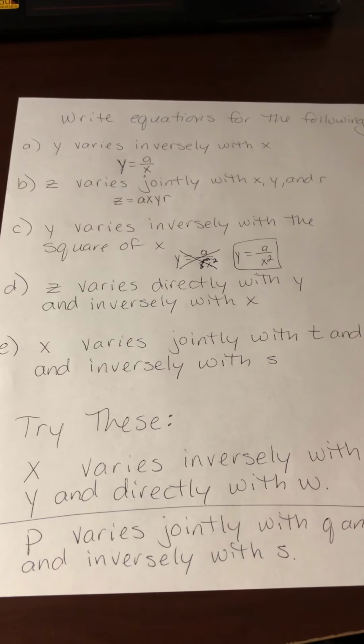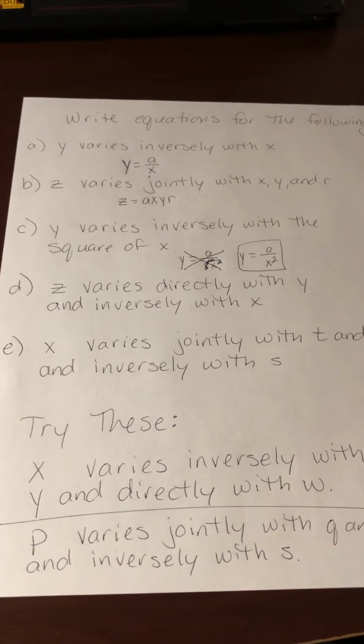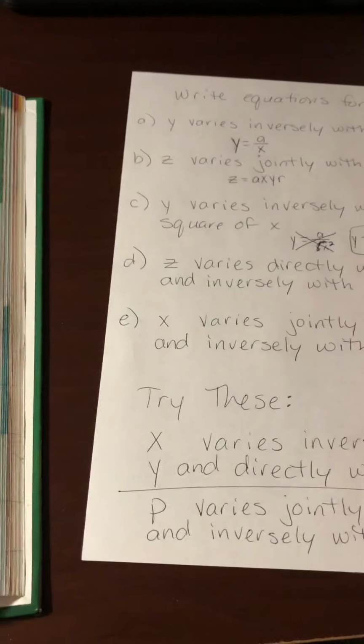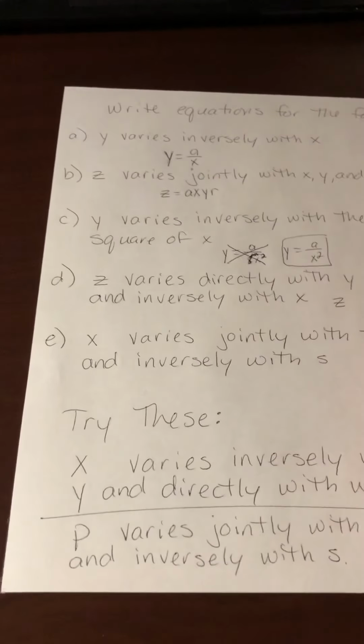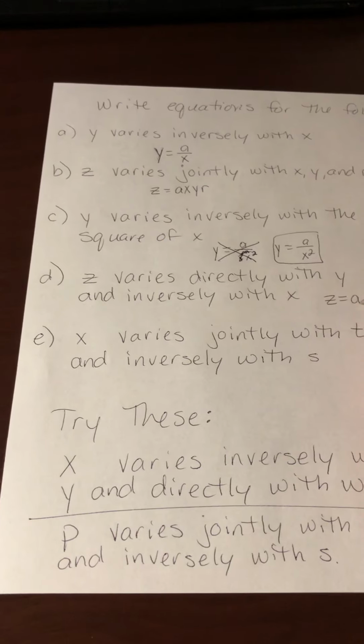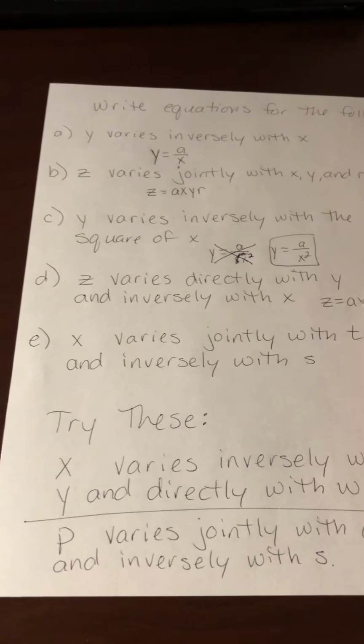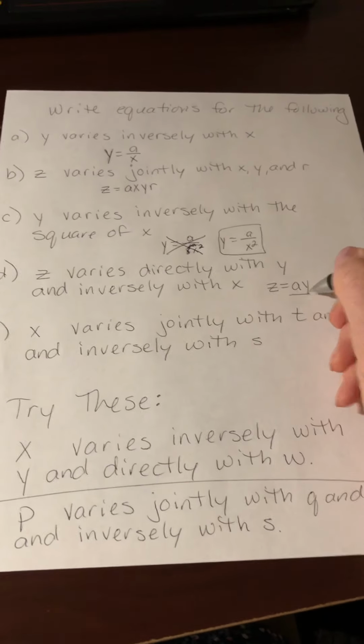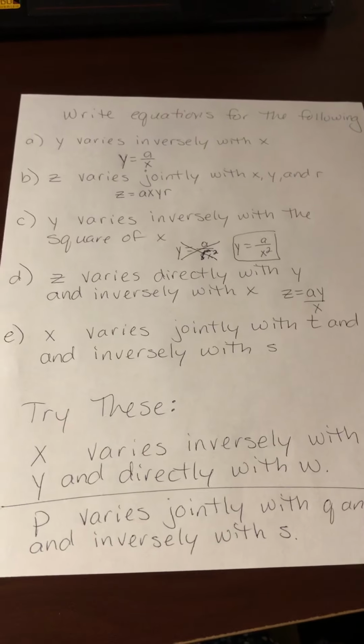D, z varies directly with y and inversely with x. So remember, every one of these should have an a in it. So z, that comes first, varies directly, so a times y, but also inversely with x, so we would divide that by x.